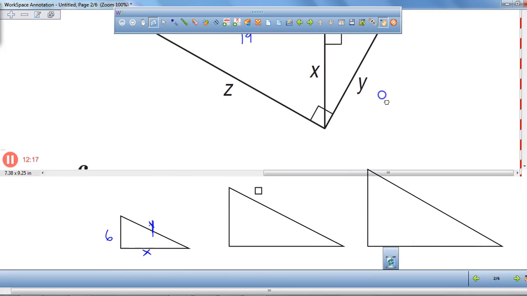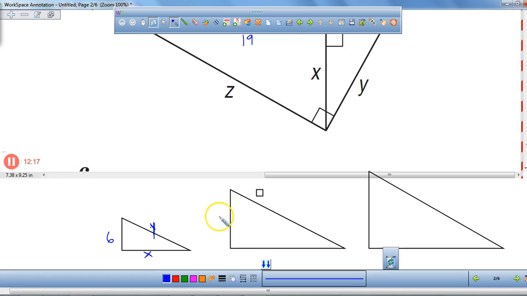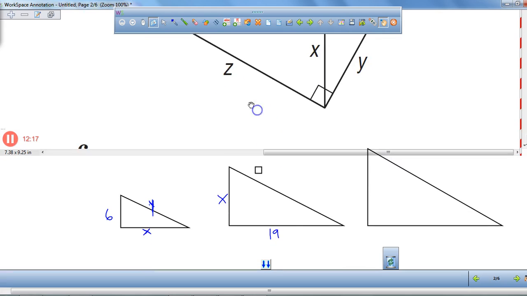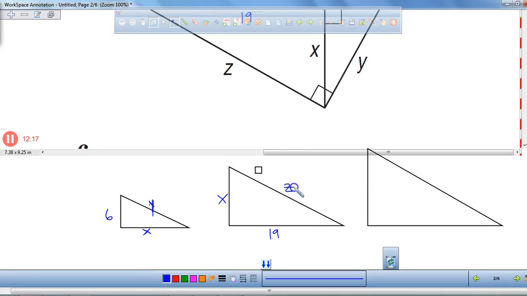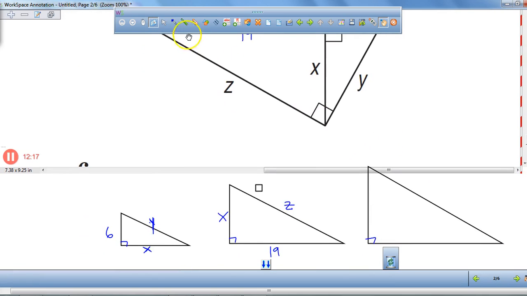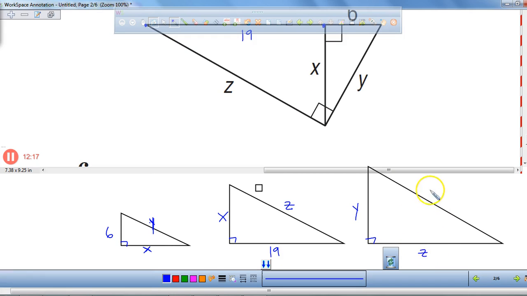The medium triangle, this side right here is X. The medium side is 19. Disregard that square, I don't know why it's there. And the longest side is Z. The hypotenuse is Z in this right triangle. And last but not least, we have the large triangle. In the large triangle, you have a Y, a Z, and a 25. So I'm going to put a Y, a Z, and a 25.